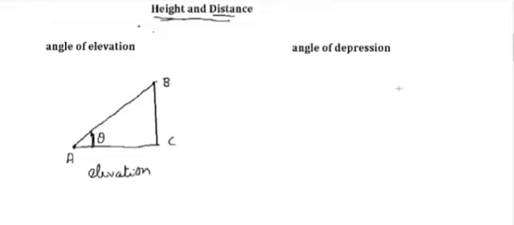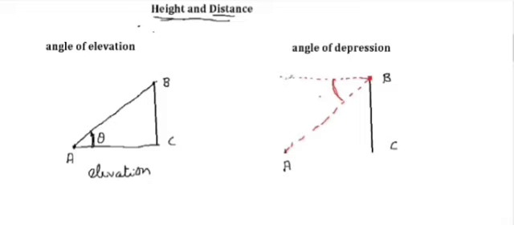Now think of the same building BC here, and here you have a point A. Now, in place of A, you are standing at point B. When you are standing at point B, this is your level of eyes, and you are looking at point A. When you are looking at point A, the angle made by your eyes to that point is called the angle of depression.